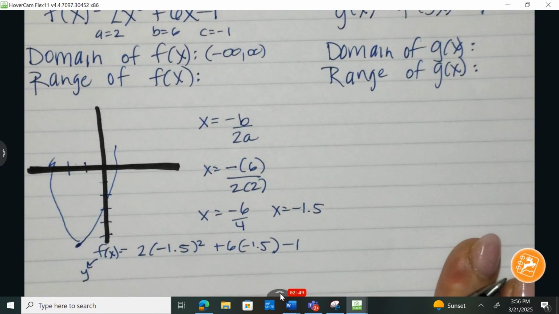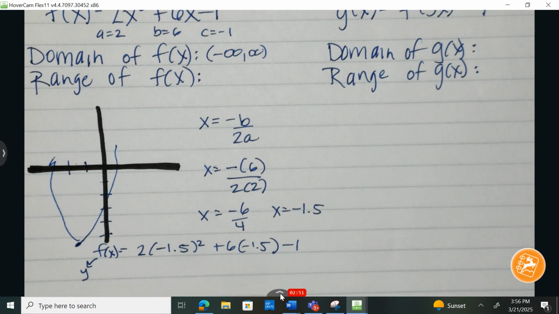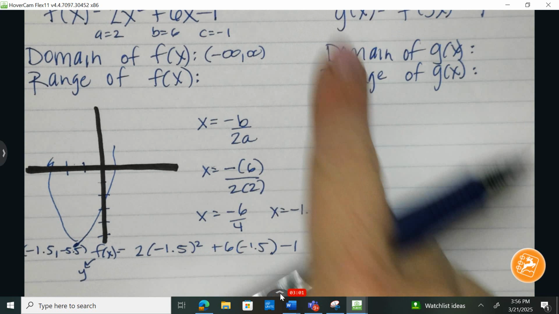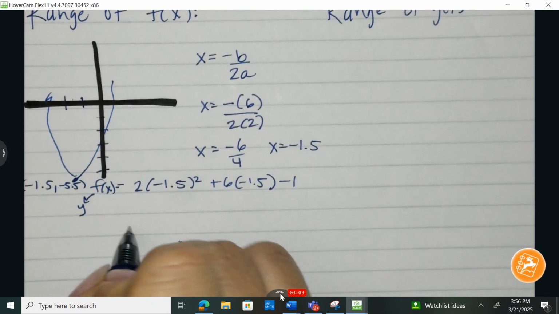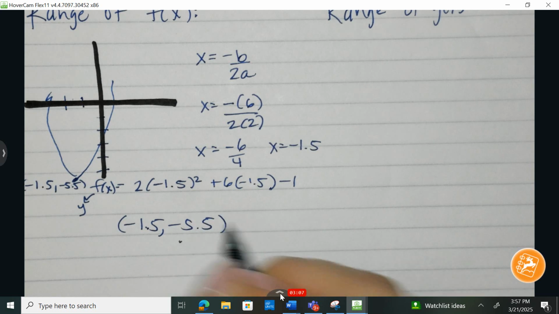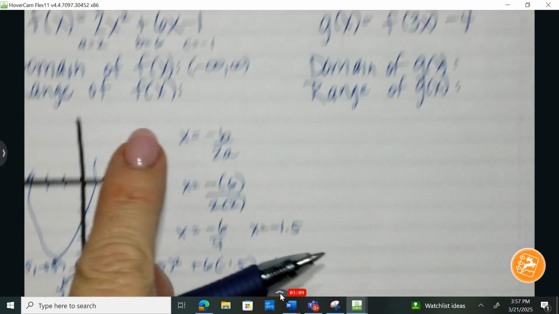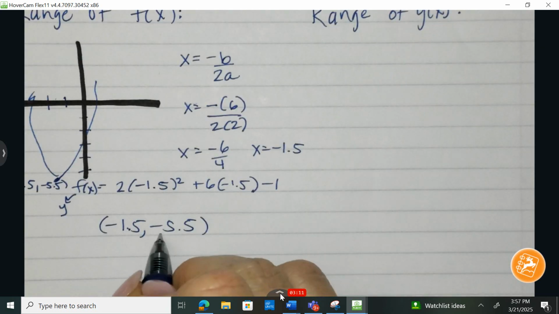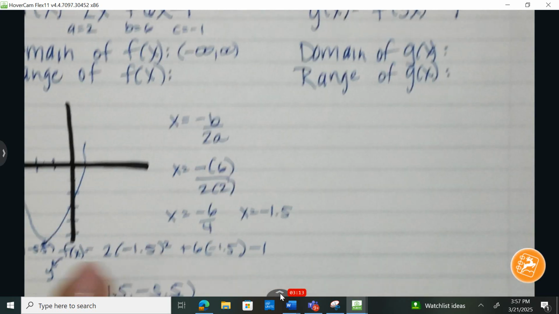Okay, if you're a visual learner like myself, we can see I just did a rough graph. Here's this vertex. Again, it can be found at the ordered pair -1.5 and -5.5. That's going to come into play when we talk about this next function. So let me write that down. -1.5 and -5.5.